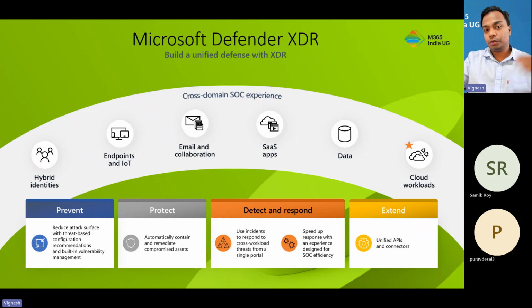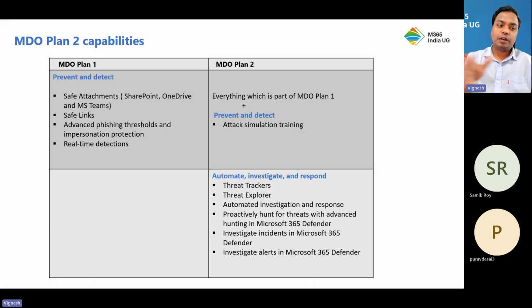In the last sessions, two weeks before, we spoke about the Plan 1 capabilities, wherein Samik and I did a deep dive on how to configure safe attachments, safe links, and policies. That's where we spent most of our time. Today we want to focus more on the Plan 2 capabilities. Of course, there are a lot of capabilities in Plan 2, so we are trying to limit this session to the top 3 capabilities, which means we are planning a part 3 as a part of MDO.